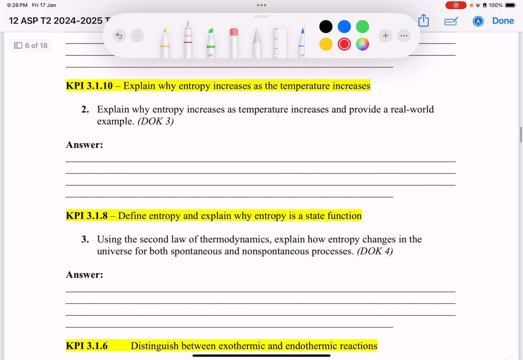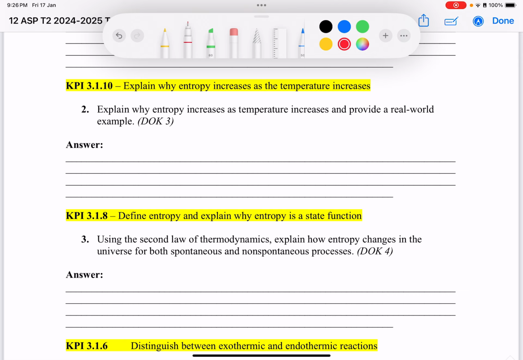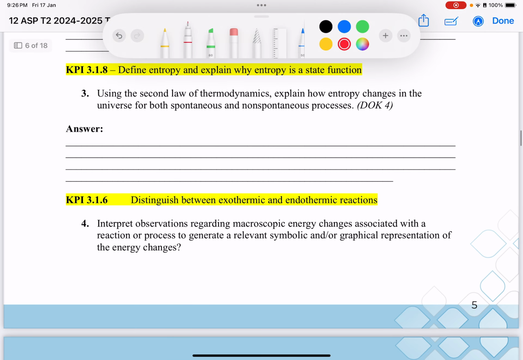Explain why entropy increases as temperature increases and provide a real-world example. As temperature increases, particles will gain kinetic energy and move more randomly, increasing the disorder. For example, heating a gas causes molecules to move faster and spread out, and this will increase entropy. You have this answer written in the answer key that I sent you already.